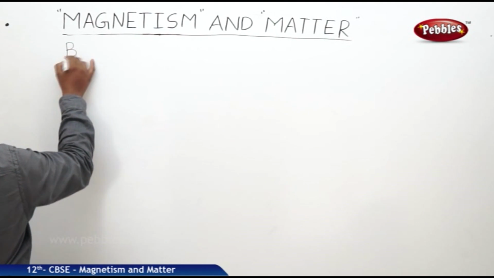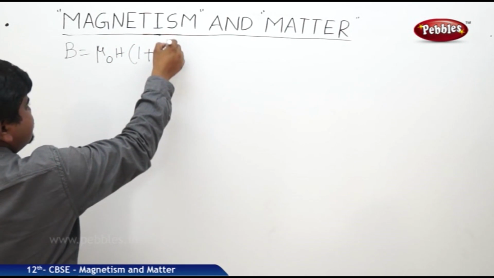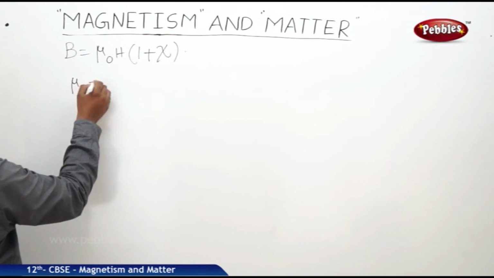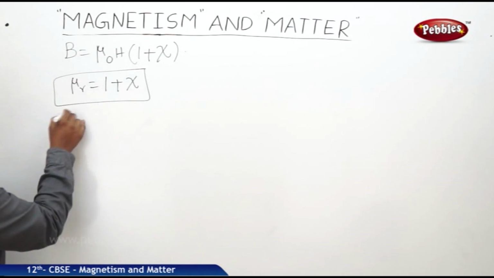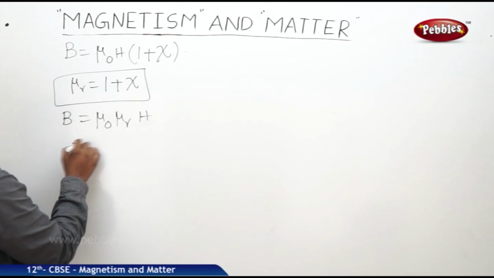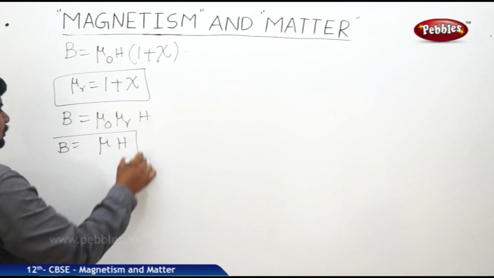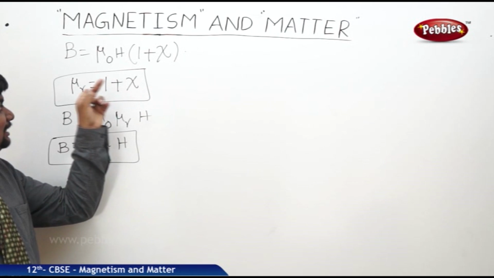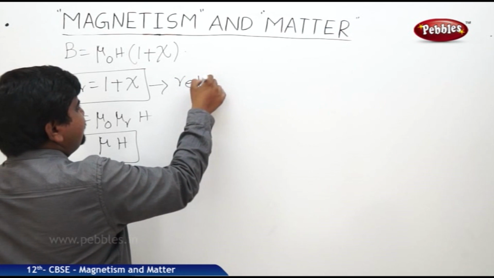So we got B is equal to mu naught H into 1 plus chi. We can write mu R is equal to 1 plus chi. So B is equal to mu naught mu R into H. Mu naught into mu R is mu, so B is equal to mu H. Where in place of 1 plus chi we wrote mu R. So what is this one? Relative magnetic permeability.